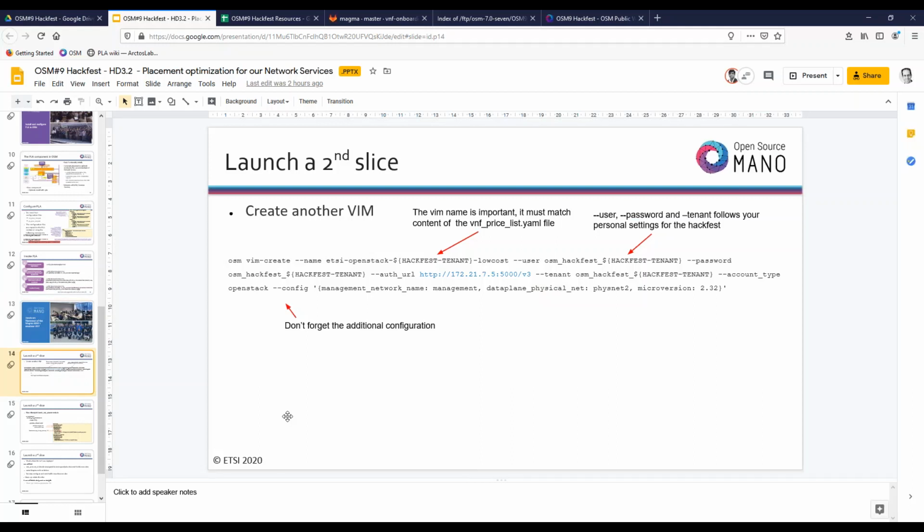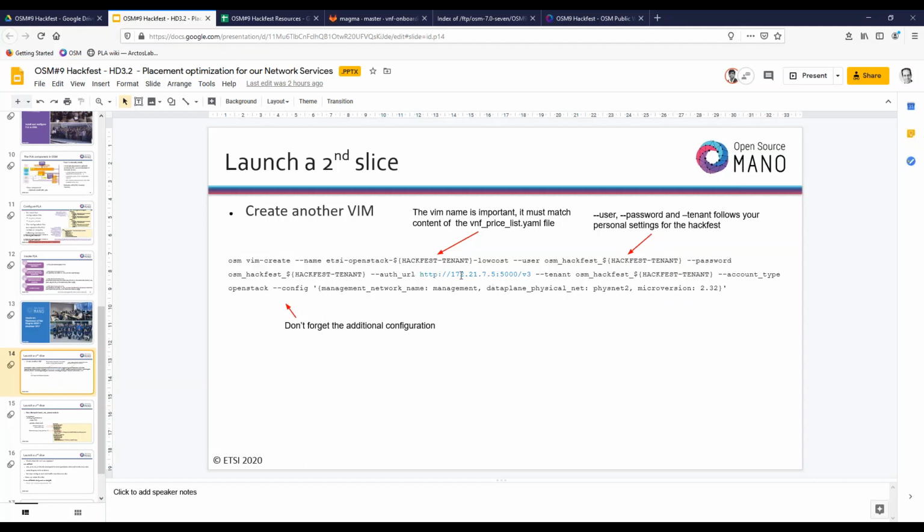So the first thing is that you need to launch a second, or create another VIM, in order for us to launch this second slice. Using this command in your environment will make things okay. It will give the proper name. The VIM name is important because it must match the contents of the price list file. User, password and tenant should follow your personal settings.